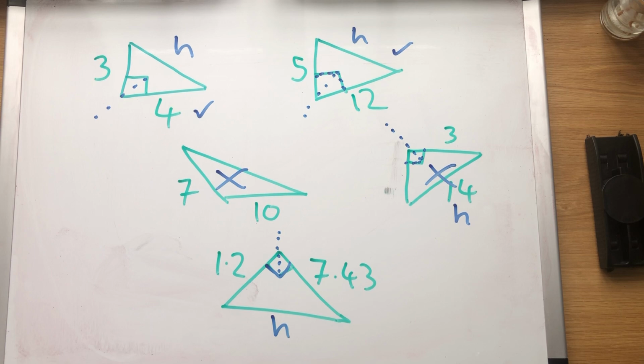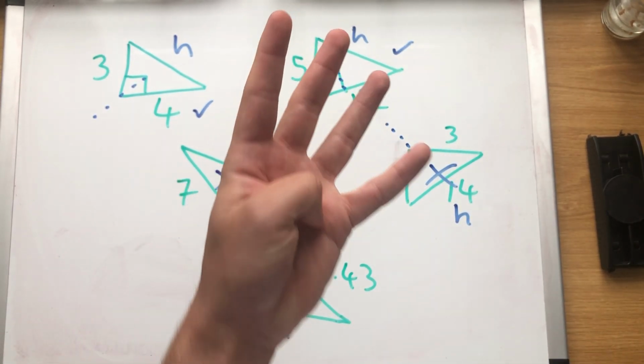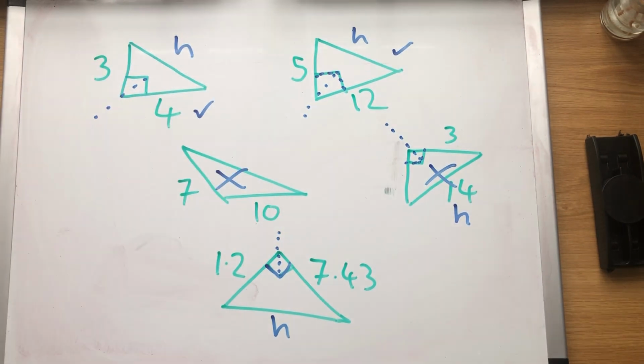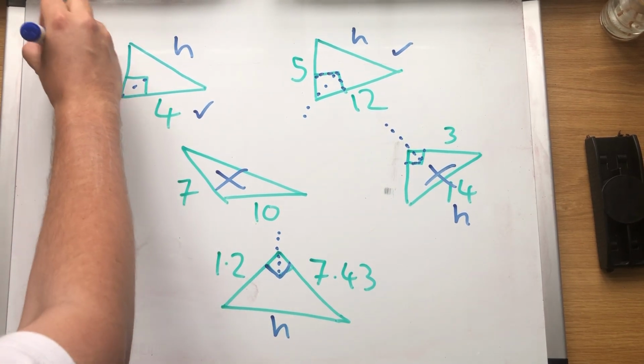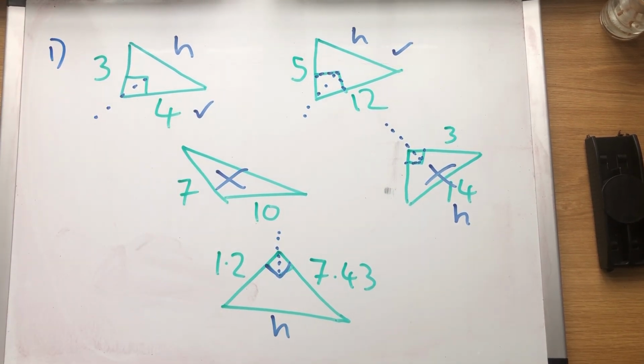The way that we do this is we follow 4 words, and it's 4 words only. Square, everything, add, root. So for question 1, we're going to square everything.